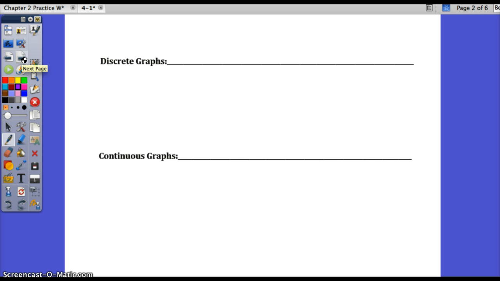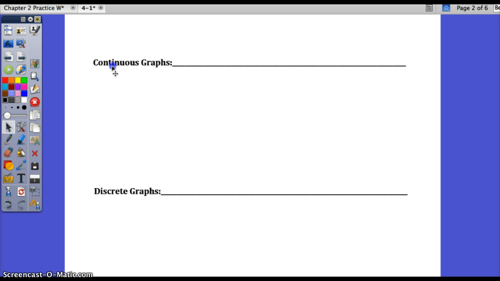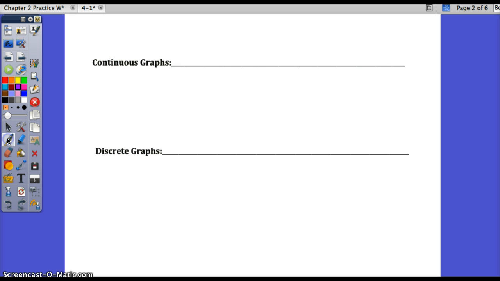We first need to talk about some definitions. There are two different types of graphs. These are reversed on your page, so I will reverse those. The first thing is a continuous graph. A continuous graph is a graph that is connected with lines or curves.